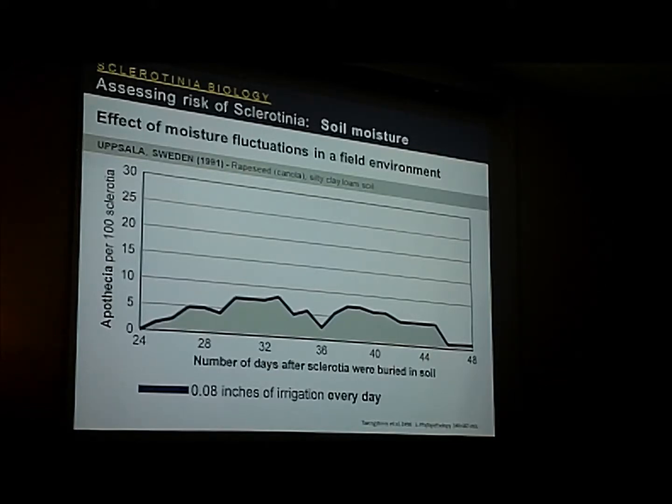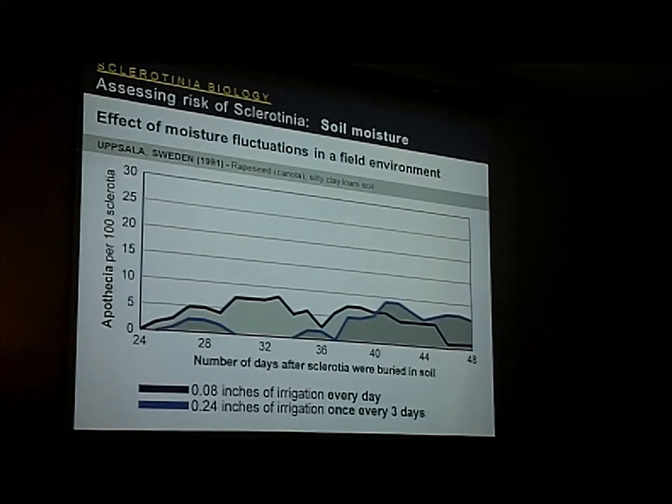I didn't even have a closed canopy there by any means. But they kept that soil moist the entire time, favoring apothecia production. Now, they applied the exact same amount of water, but now 0.24 inches every 3 days. And what do you get there? You get drying of the soil between irrigation events. And you can see that we didn't get very much of an initial delay, but there certainly is an overall delay in apothecia production and an overall reduction initially.